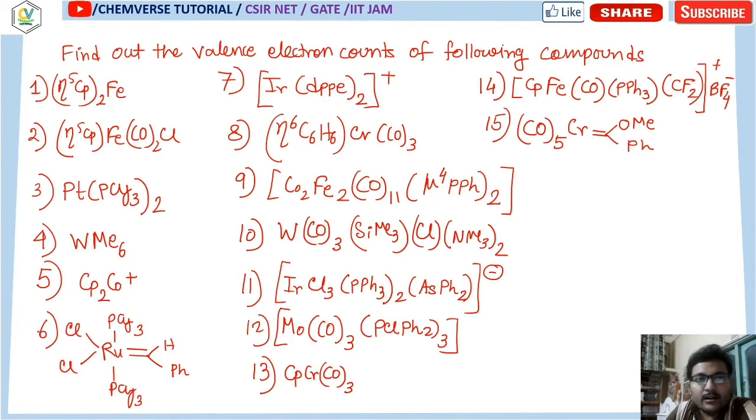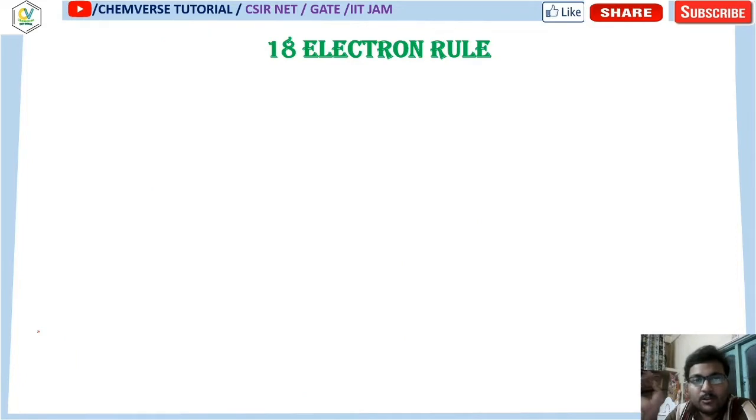Today we will learn how to count the valence electrons for organometallic compounds, and we will count the valence electrons for these 15 questions. Before going to solve this kind of question, we are going to move on to our 18 electron rule and the ligand contribution topic. Before all, we are going to discuss the 18 electron rule, what it actually says.